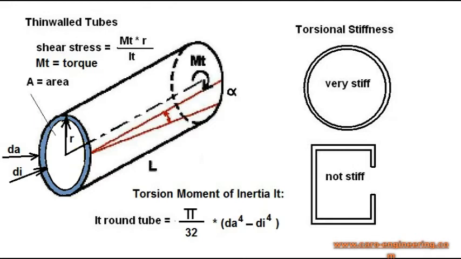A tube that is fixed on one end will twist by the angle alpha when the torque is applied at the other end. Try twisting a thin-walled round tube as shown in this sketch and compare its deformation with an open profile as shown below it. The open profile will twist easily.